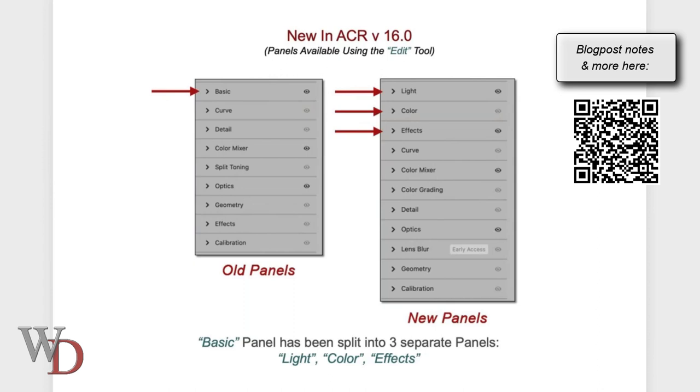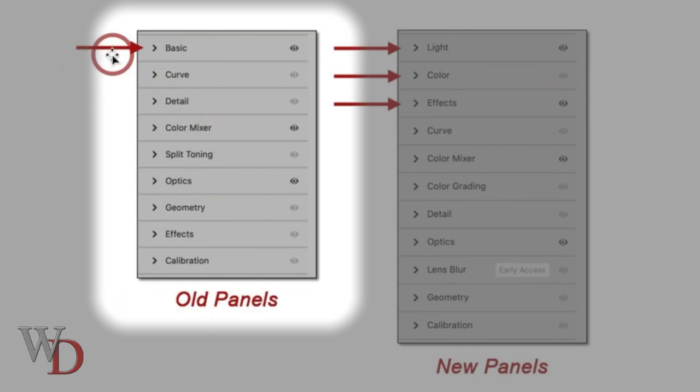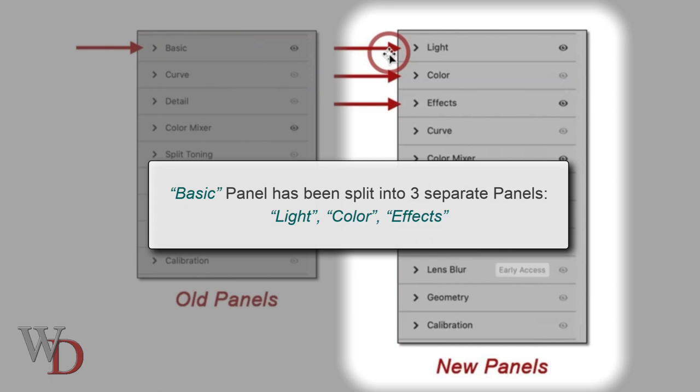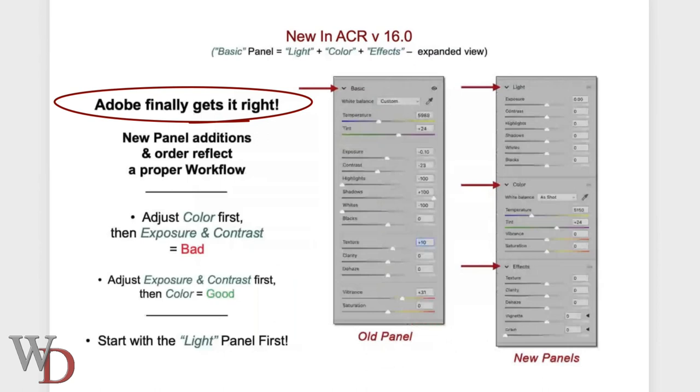This is the old set of panels in the edit tool, and the basic panel was where you spent 90% of your time. What Adobe has wisely done in version 16.0 is split the basic panel into three separate panels: light, color, and effects, which is exactly the order that you want to do those in. So to me, Adobe finally gets it right. The new panel additions, in order, reflect a proper workflow.